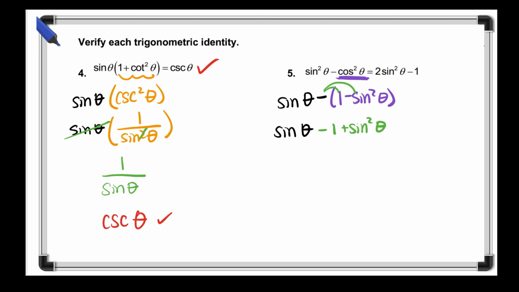Okay, so what we have is, we forgot a 2 here. What we do have is a sine squared and another sine squared. So you have 2 sine squared of theta, and then you have this minus 1, which does match what I wanted on the right-hand side.